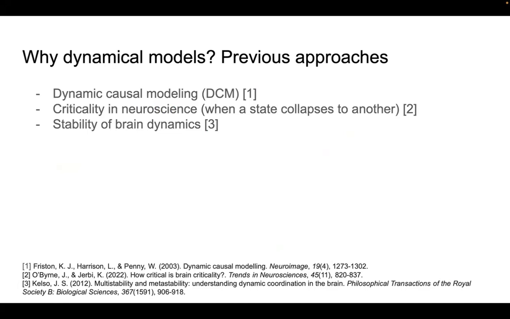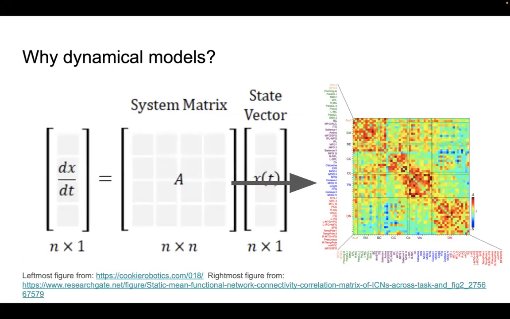I meant static FNC, as in over the whole time series, because we also sometimes do windowed. And obviously, in this case, you're assuming A to be the same for all time steps. So that would not be the same as the windowed.